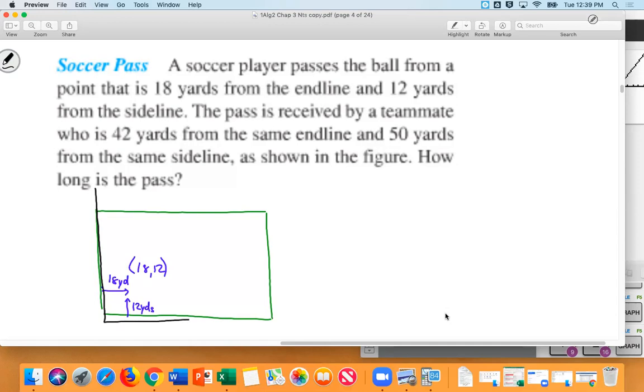Wait, so how did they pass the ball at the same time? No, this is a big coordinate plane. So that's the point right there, 18, 12. It is being passed to a teammate who's 42 yards from the same end line, meaning this. They're 42 yards, and 50 yards here.